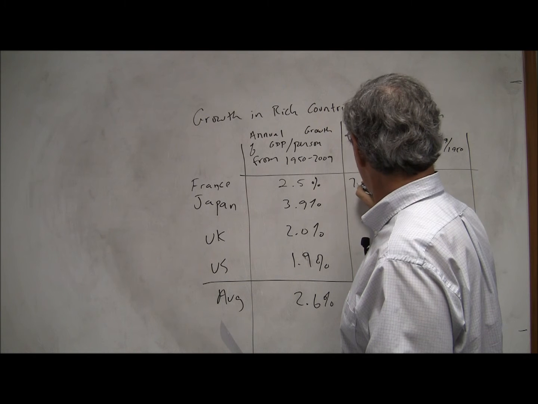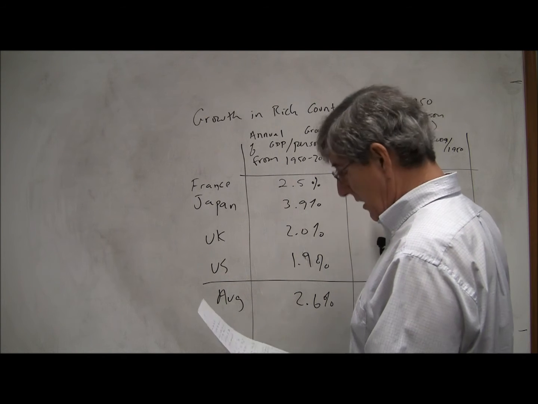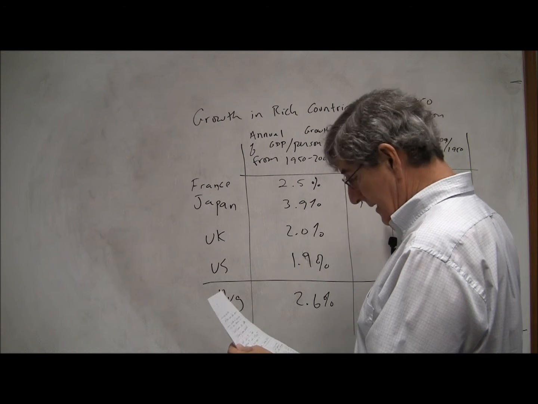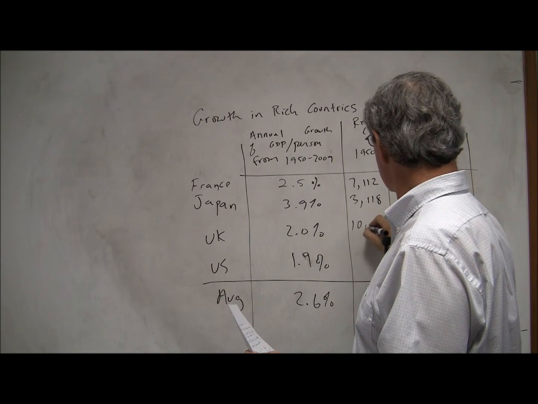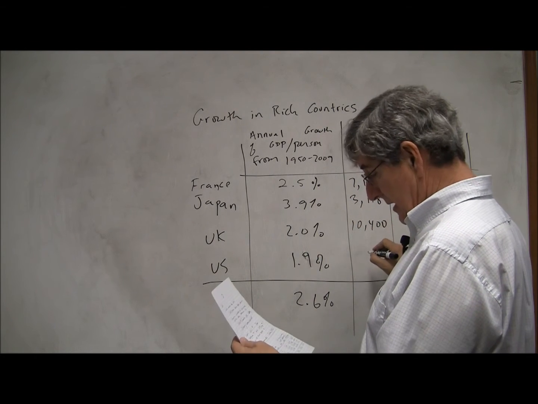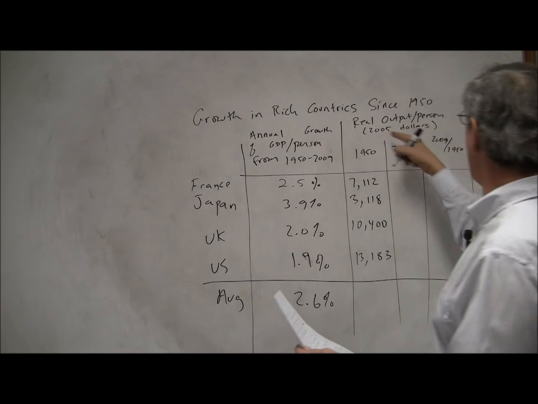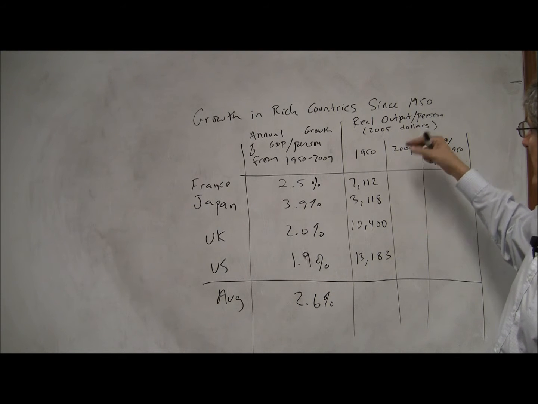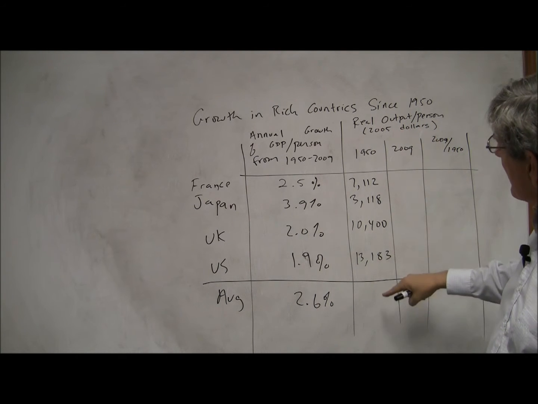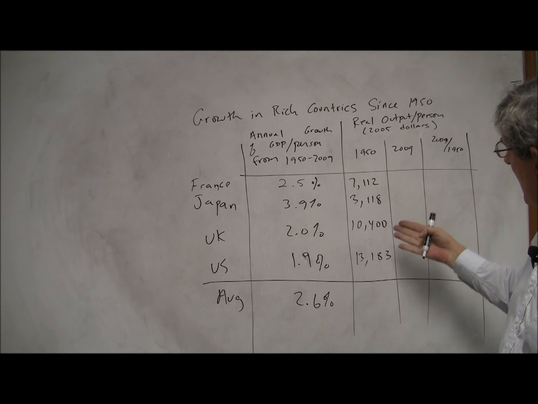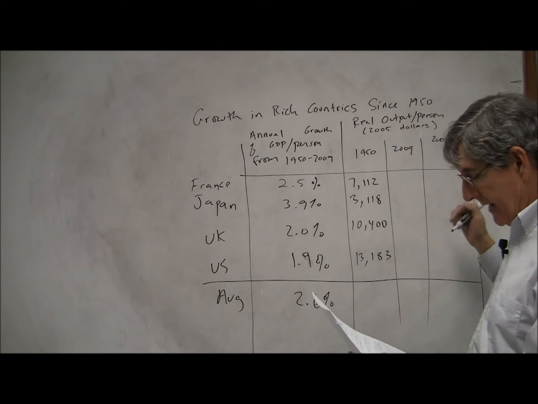If we look at the actual numbers, I wish I would have left a little more room, but this is $7,112, $3,118, $10,400, and $13,183. So these are in 2005 dollars. So in terms of 2005, that was the income in 1950. Pretty low. If you look at 2009, it's gone up a lot.